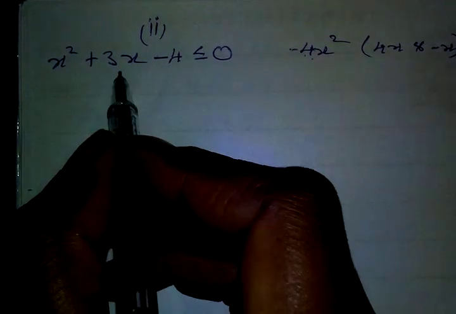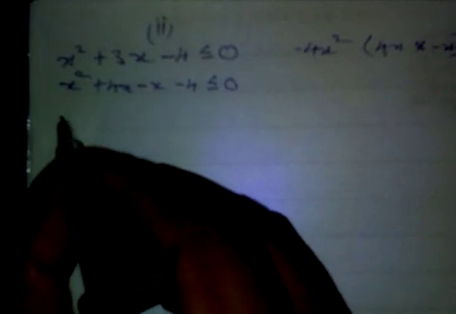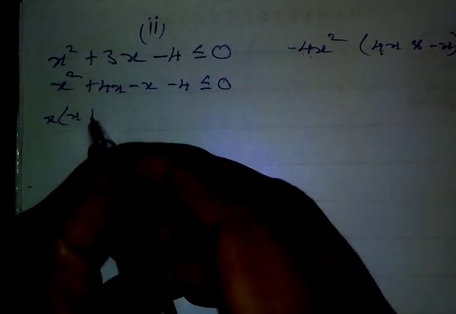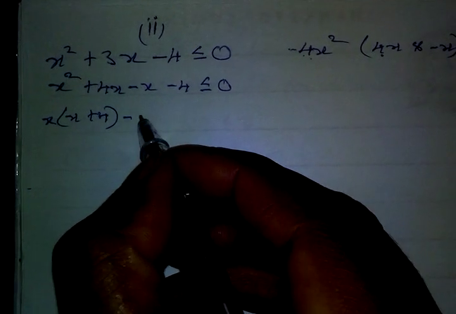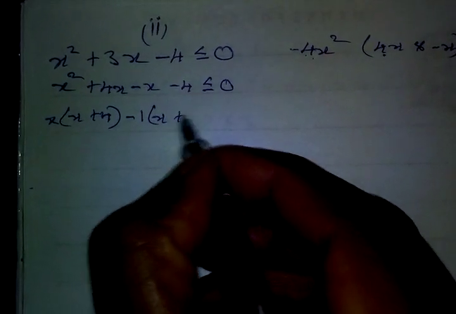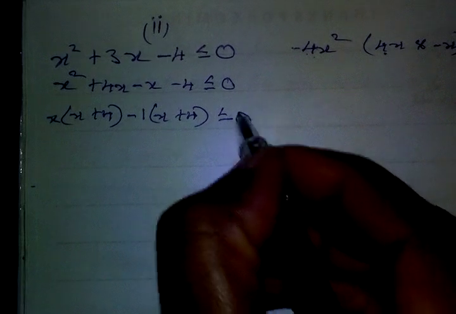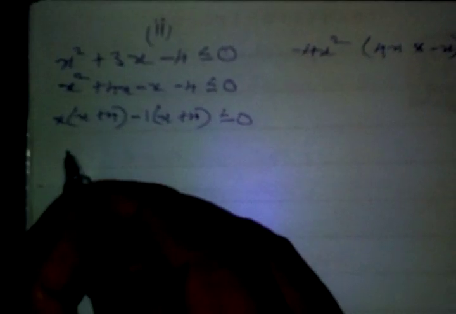So I will substitute in place of 3x, 4x minus x. So we have x squared plus 4x minus x minus 4 is less or equal to 0. So I factorize: x plus 4 minus 1 times x plus 4 is less or equal to 0. So we'll be having x minus 1 and x plus 4 is less or equal to 0.